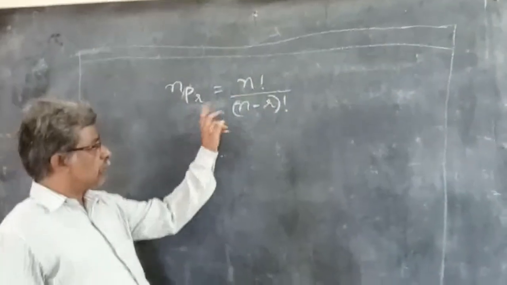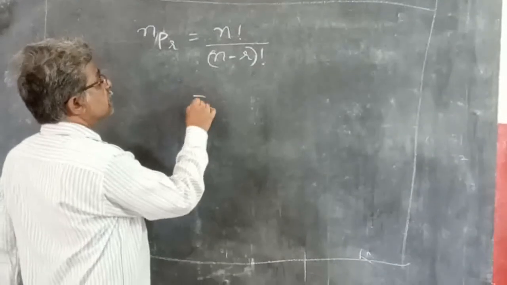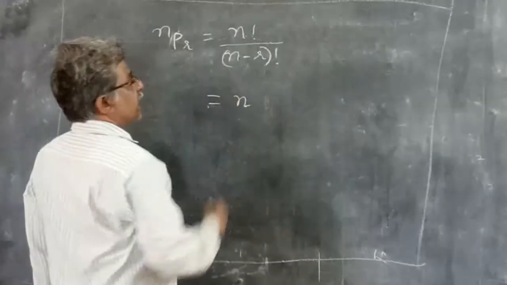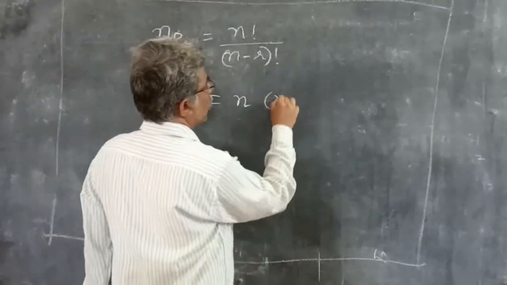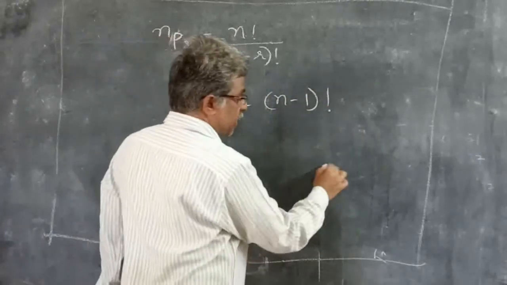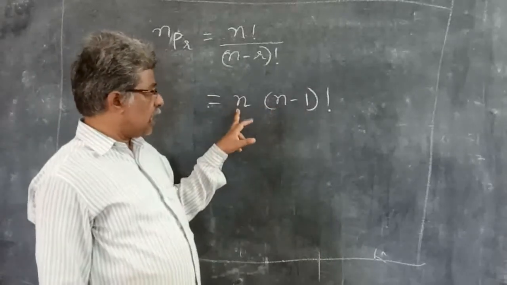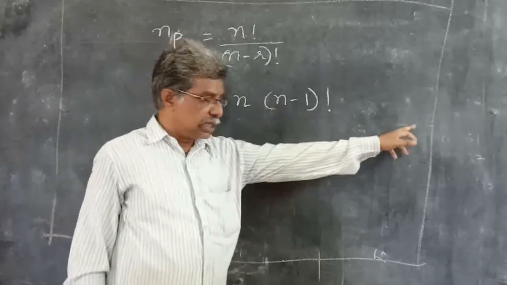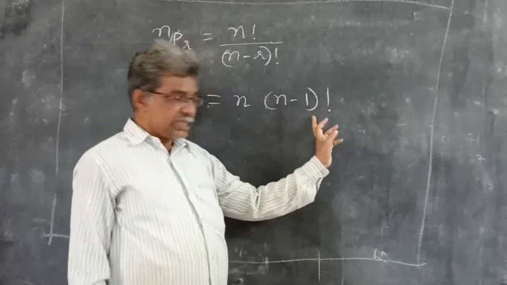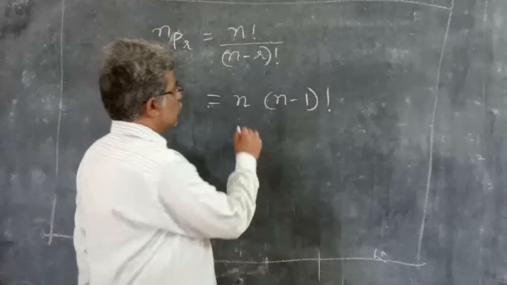Now, nPr is equal to n factorial by n minus r factorial. This I can write as n into n minus 1 factorial, like I stopped at 28 factorial, now I am stopping at n minus 1 factorial. Because n factorial I can write as n into n minus 1 into and so on till 1, and n minus 1 into and so on till 1 is n minus 1 factorial. So I am writing it as n into n minus 1 factorial.